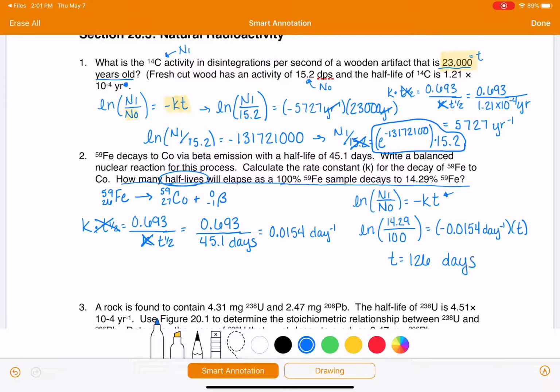That is not really what the problem is asking. It wants to know how many half-lives that is. So we're just going to take that number of days and divide by the number of half-lives. 126 days is 8.204 half-lives. And again, I got that by taking 126 days and dividing it by the half-lives.